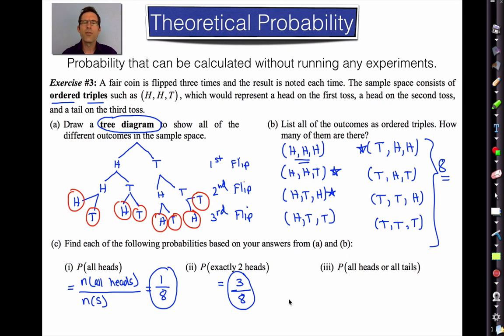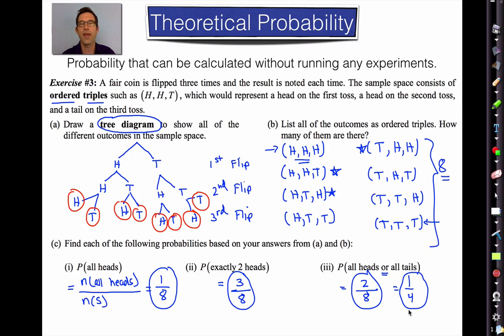Now, how about the probability of all heads or all tails? Think about this for a minute. Well, "or" implies inclusiveness, right? So we've got this one that's all heads, and this one that's all tails. There are 2 of them that fall into that event out of 8, which of course could be reduced to 1/4, which is 25%.